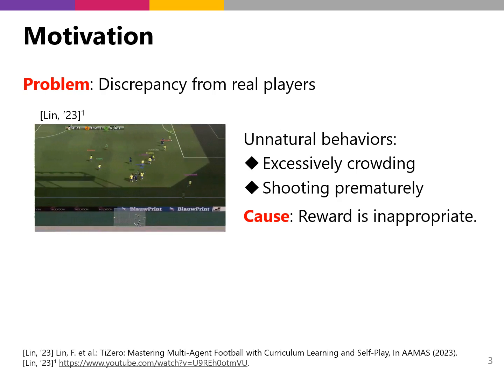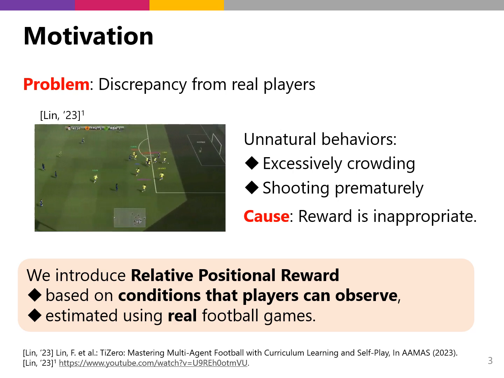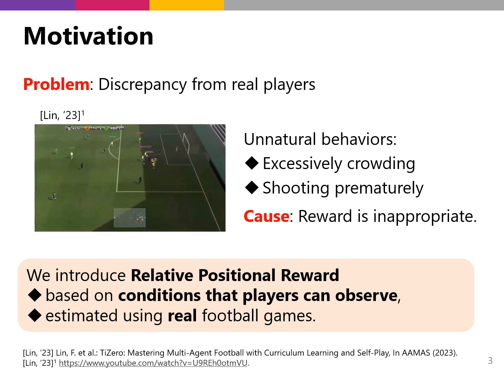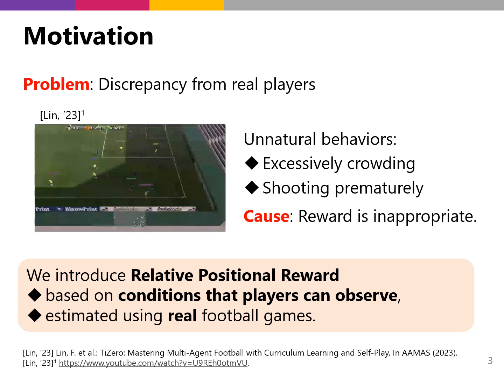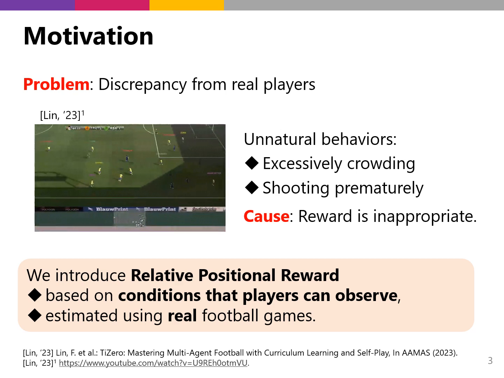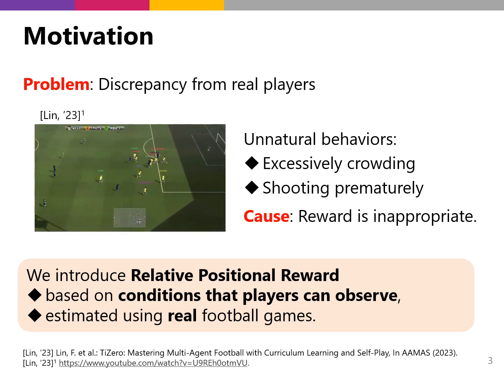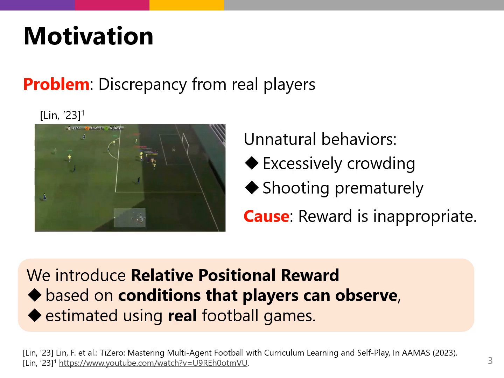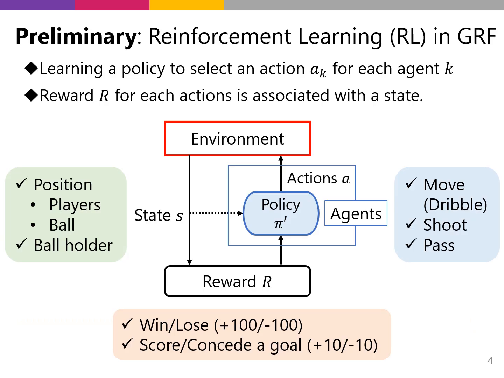To bridge this gap, we propose a new reward called Relative Positional Reward. Our reward is based on relative relationships that the players actually observe, and it can be obtained from real players' data to incorporate the real player's mind. First, I will briefly explain the framework for developing football agents using reinforcement learning.